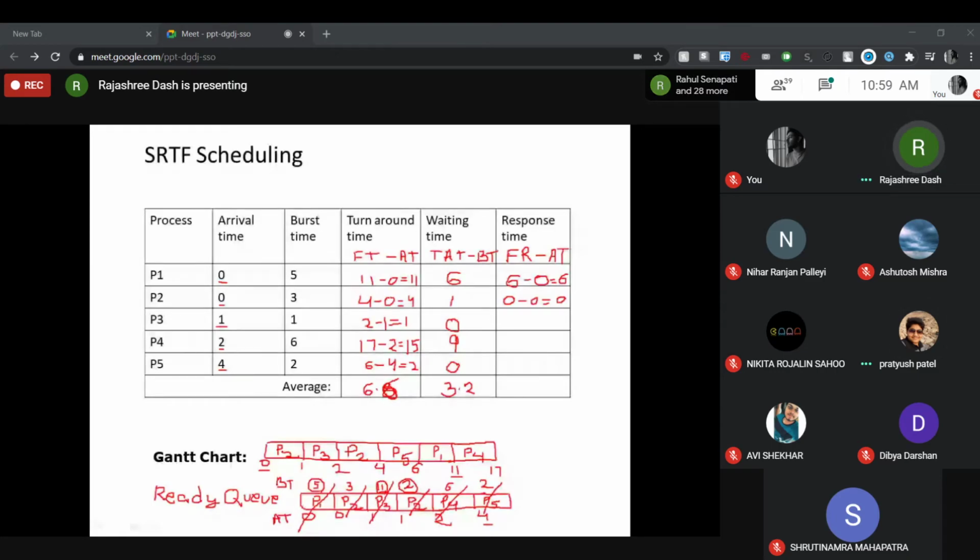Now for P3, what is the response time? 1 minus 1. All of you write the 1 in expanded form, otherwise you will not understand. For P4, 11 minus 2, that is 9. For P5, 4 minus 4, that is 0.